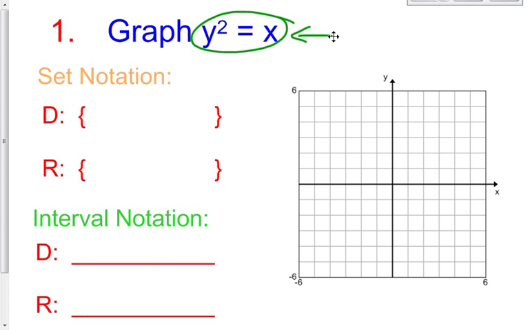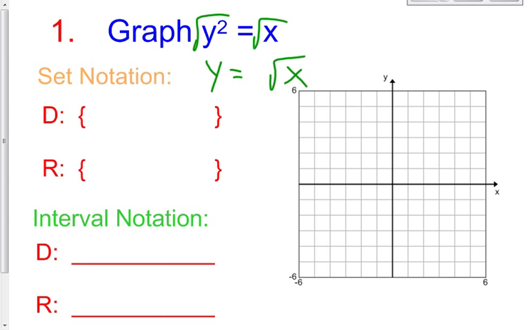Back in Algebra 1, you learned how to get rid of this square sign. I want to get y all by itself. Right now it's y squared. So to get rid of that square sign, I have to take the square root of it. What I do to one side, I have to do to the other side. So I'm taking the square root of both sides. The square root of y squared is y. That equals the square root of x.